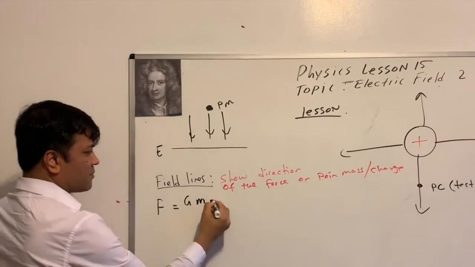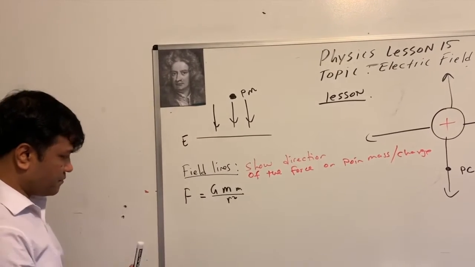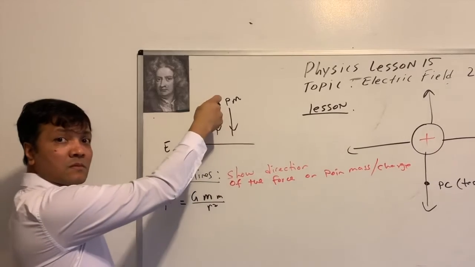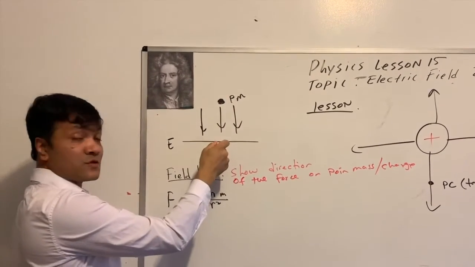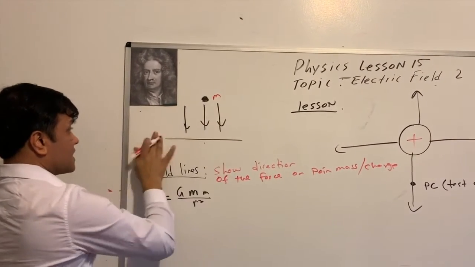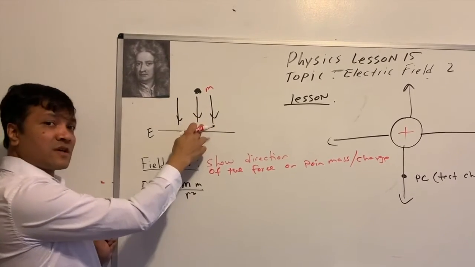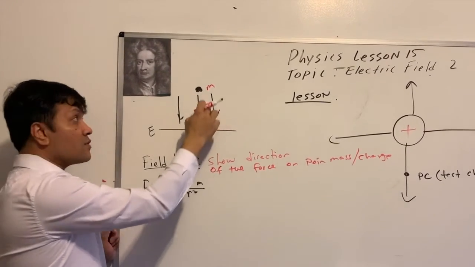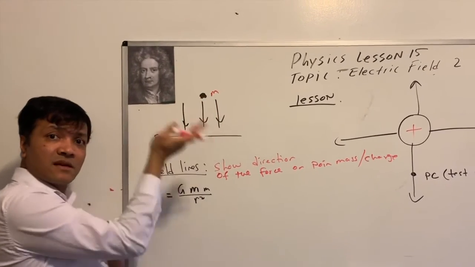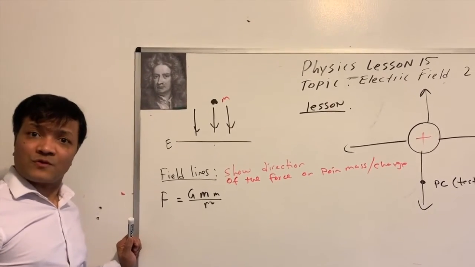M is small m over r squared. We know that, right? So now if this is you, and this is Earth, you experience some attractive force toward the Earth. You accelerate downward. If someone places you a little above the Earth, you accelerate downward because you feel some attractive force.